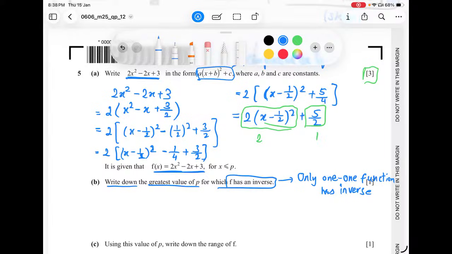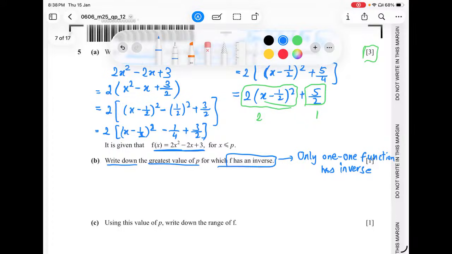So now, since we know that the greatest value of p should be the minimum point, because when you draw this graph, I'll just show you how it works. So let's say this is your graph. For every x value, there should be only one y value. But at these points, there are more than one y value. So that's why you just take it from the minimum. So only this part of the curve or this part of the curve is taken for a one-to-one graph.